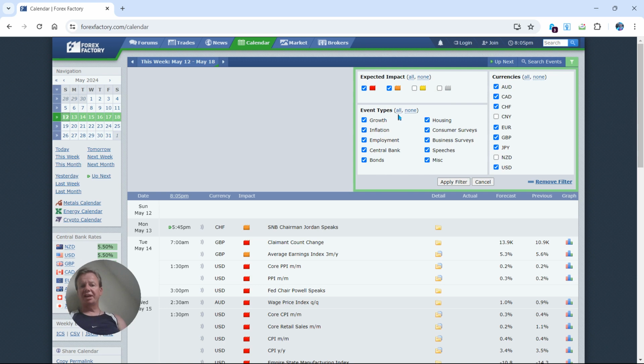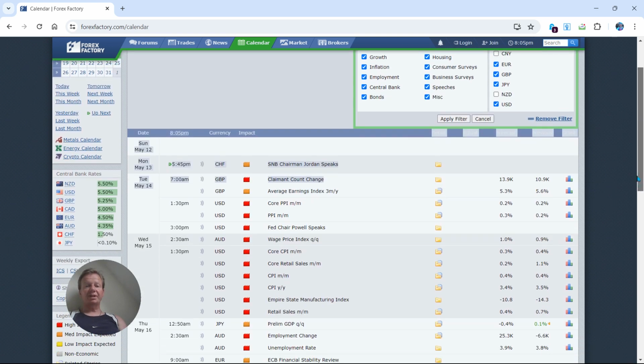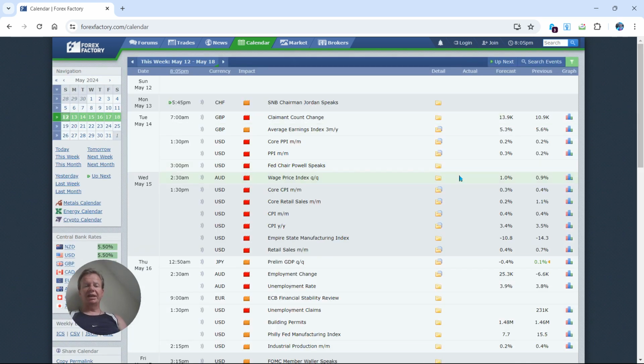Then I'm also looking at, under here, event types. So, for example, you've got growth, inflation, employment, central bank, bonds, miscellaneous, speeches, business surveys, consumer surveys, and housing. I've just left them all ticked, to be honest. Now, on the currencies, yet again, most of them I've left ticked. I don't want to hear so much about the New Zealand dollar, I don't trade that, or the CNY, that's the Chinese yuan. I don't trade that.